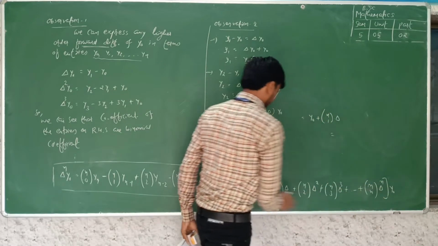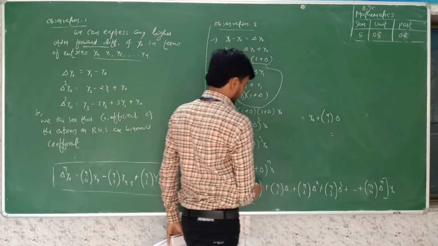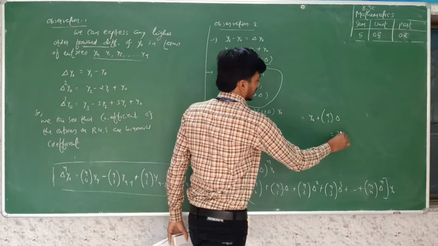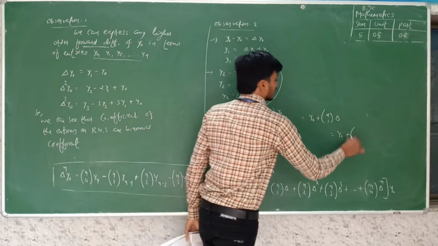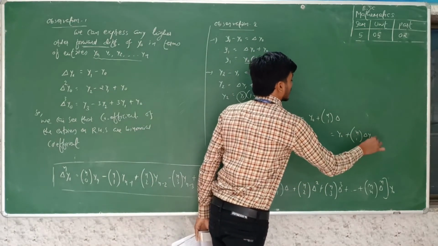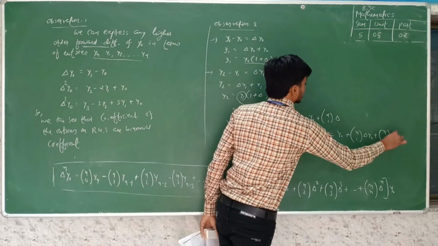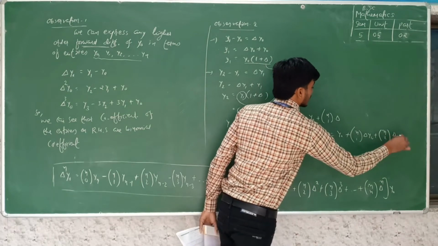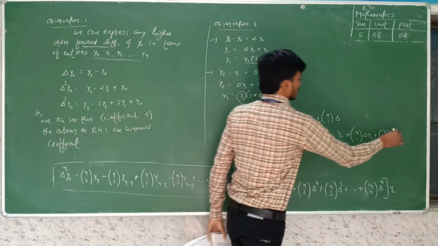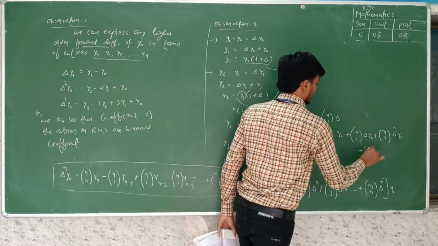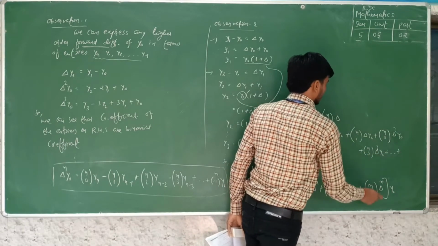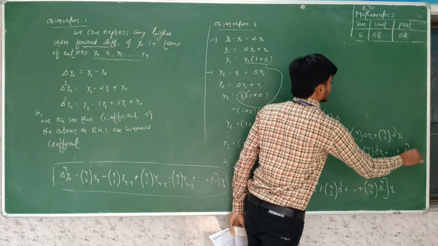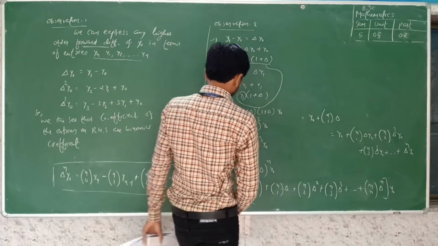So multiplying y0 here, nC0 that means 1 into y0, so y0, plus nC1 delta y0, plus nC2 delta square y0, the second forward difference, plus nC3 delta cube y0, up to nCn delta raised to n y0. nCn, that means 1.